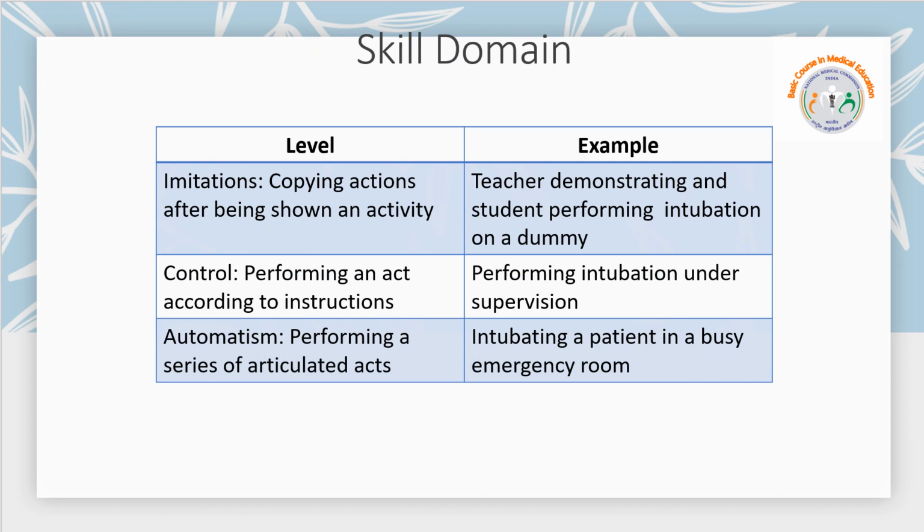Next we come to the skill domain or the psychomotor domain. The lowest level is imitation. The teacher is demonstrating and the student performs intubation on a dummy. So here it is just imitation, or copying the action of the teacher. It is the lowest level. This is followed by control: performing intubation under supervision, that is, performing an act according to instructions. And the highest level is automatism, that is, intubating a patient in a busy emergency room, performing a series of articulated acts. So these are the hierarchy of the skill domain or the psychomotor domain.